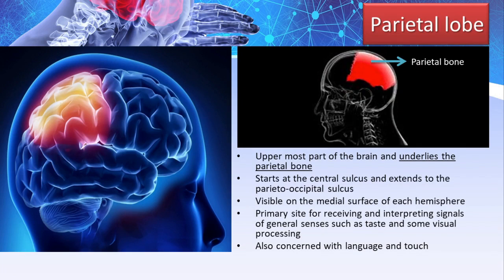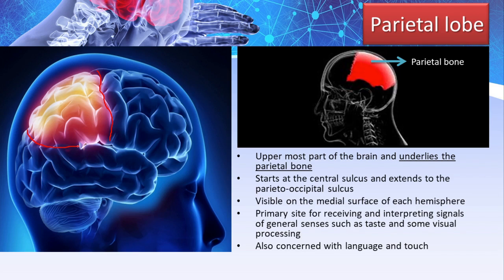The next lobe of the cerebral cortex is the parietal lobe. The parietal lobe is located beneath the parietal bone of the skull, and it is the uppermost part of the brain. The parietal lobe starts at the central sulcus. Here is the position of the central sulcus. It extends to the parieto-occipital sulcus. Here is the position of the parieto-occipital sulcus.